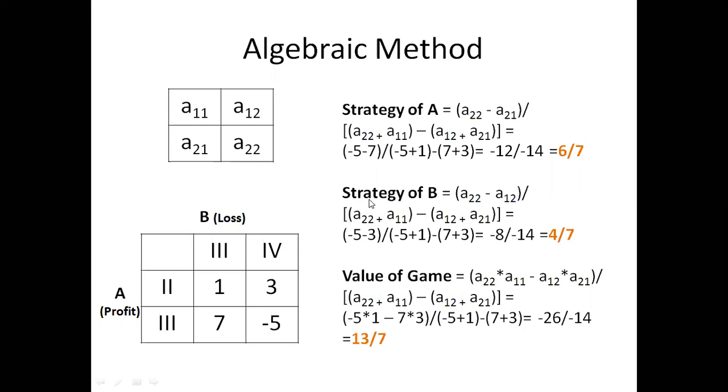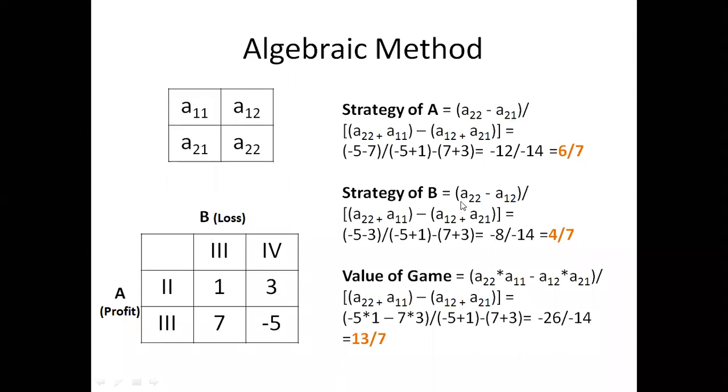In case of value of game also, the denominator is A22 plus A11 minus A12 plus A21. That denominator is static in all the three cases: strategy for A, strategy for B, and value of game. What changes is only the numerator. In strategy of A, the numerator is A22 minus A21. In strategy of B, the numerator is A22 minus A12.